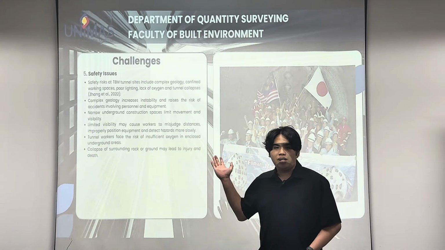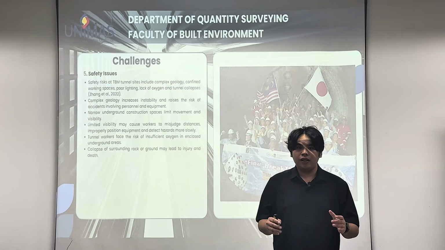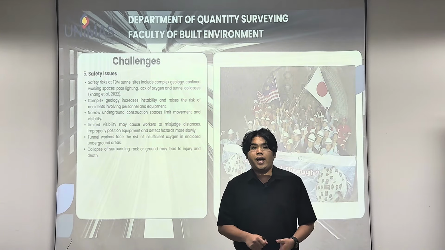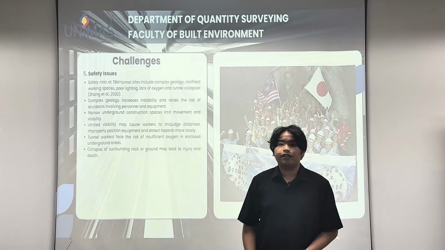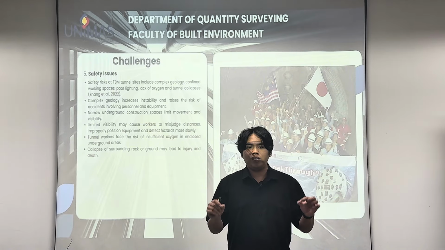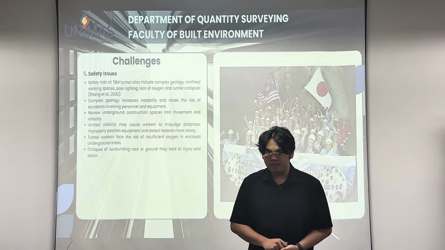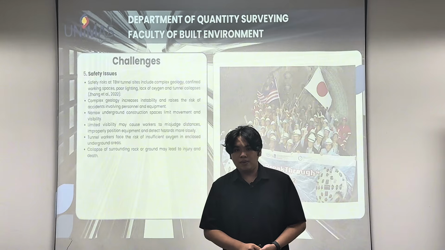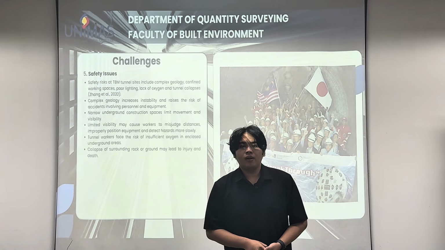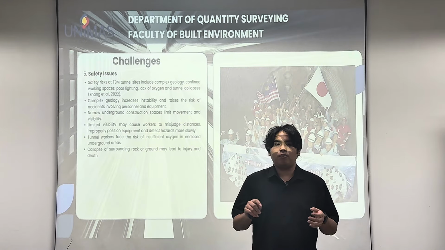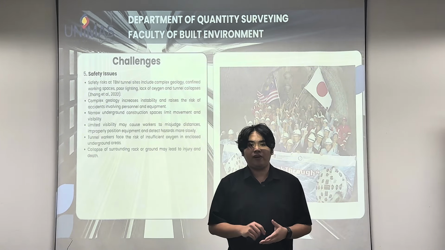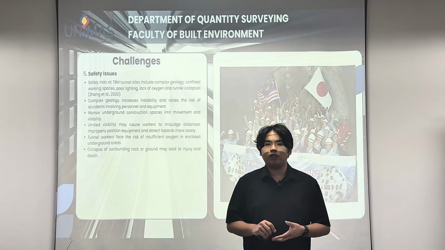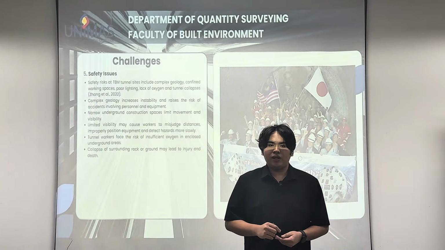Okay, lastly, safety issues. Safety risks at TBM tunnel sites include complex geology, confined working space, poor lighting, lack of oxygen, and tunnel collapse. Complex geology increases instability and raises the risk of accidents involving personnel and equipment. Narrow underground construction space limits movement and visibility. Limited visibility may cause workers to misjudge distance, improperly position equipment, and detect hazards more slowly. Tunnel workers face the risk of insufficient oxygen in enclosed underground areas. Collapse of surrounding rocks and ground may lead to injury and death.